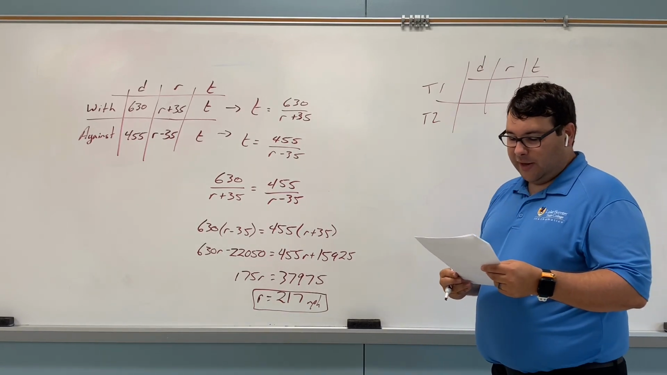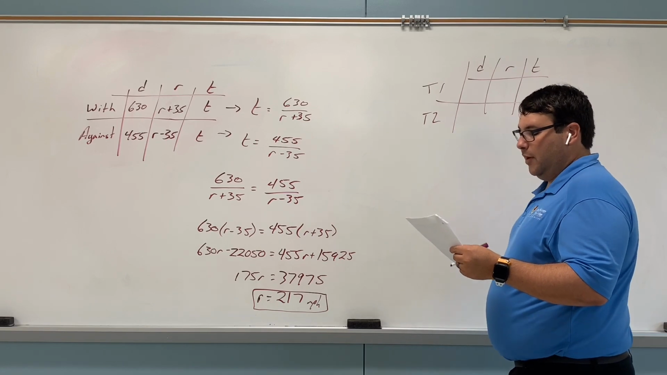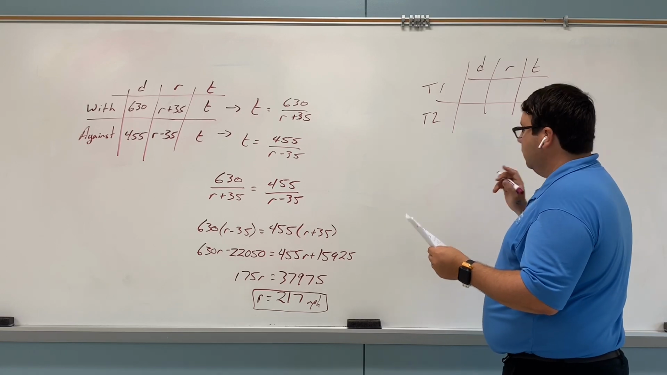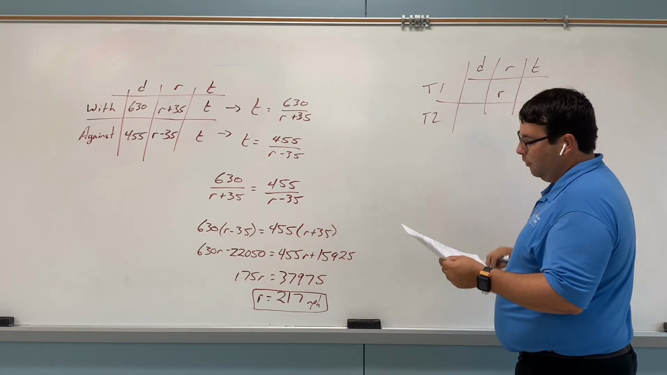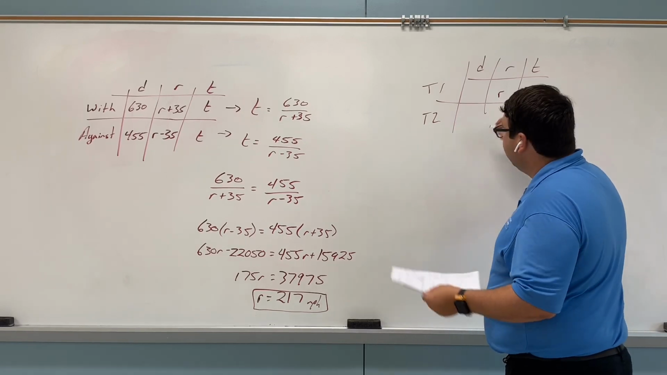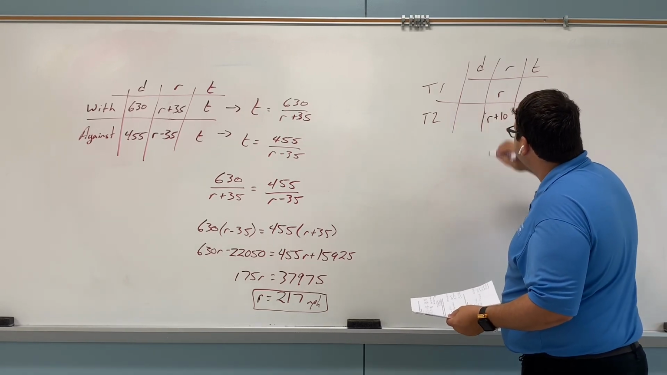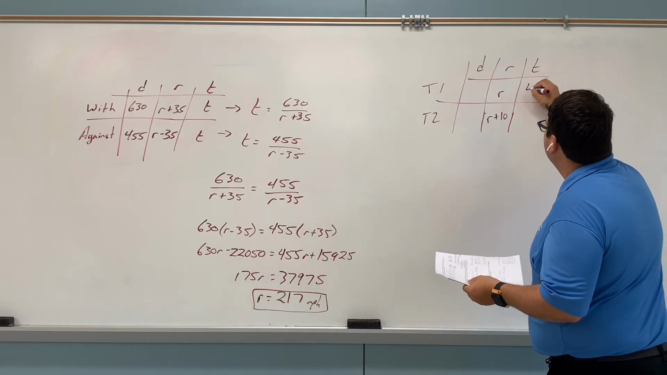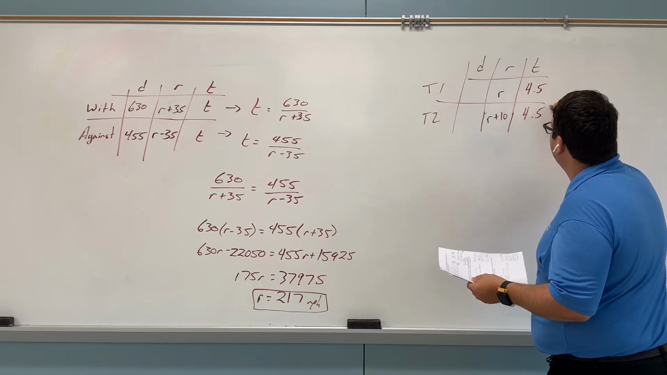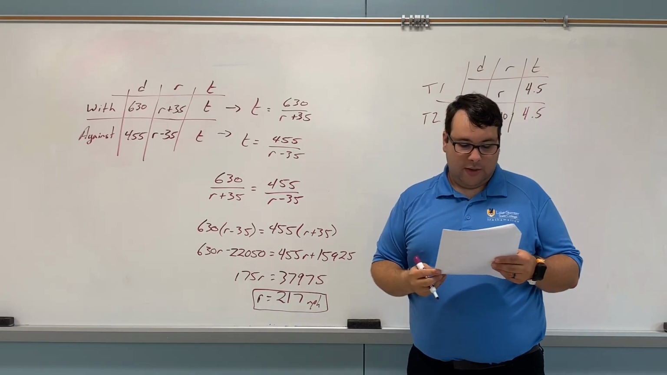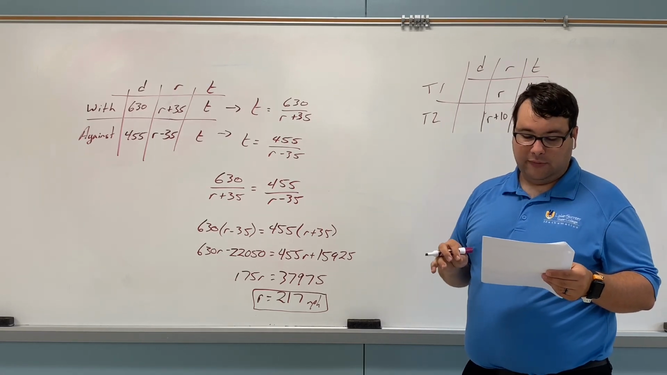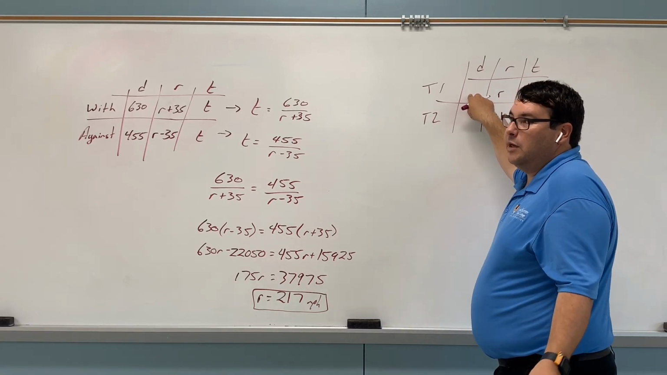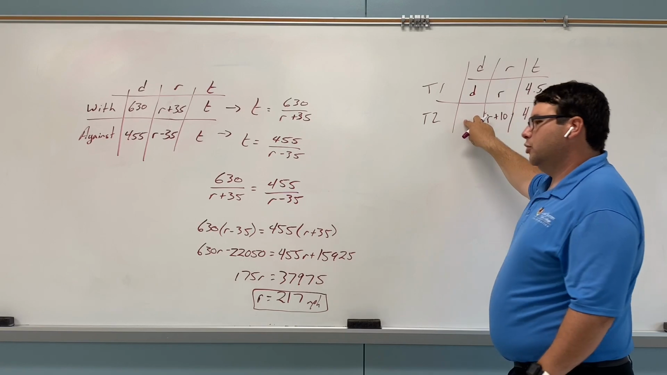Suppose two trains leave a station at the same time, traveling opposite directions. One train travels 10 miles per hour faster than the other. Question, how fast is the first train? I don't know, that's R. But the other train is 10 miles per hour faster, so that's R plus 10. In 4.5 hours, they left at the same time, so they've traveled 4.5 hours each. In 4.5 hours, the trains are 414 miles apart. Question, how far did the first train travel? D, I don't know.